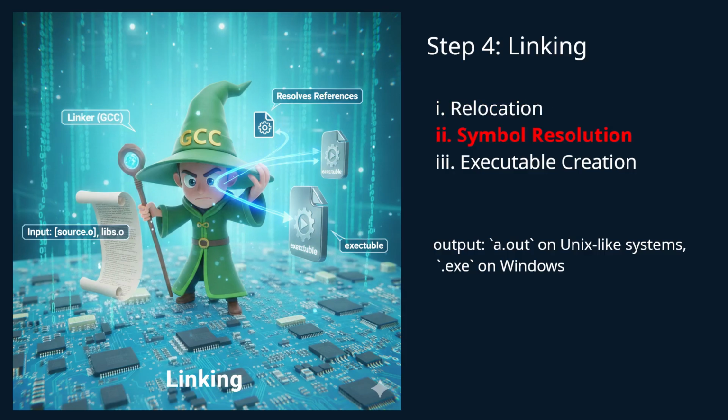Symbol resolution. It resolves all external references. Example, calls to functions like printf and scanf by finding the corresponding machine code in other object files or specified libraries. Executable creation. All the resolved object files and library code are combined into a single cohesive executable program that is ready to be loaded into memory and run by the operating system. The output is the final executable file. Examples, a.out on Unix-like systems, .exe on Windows.